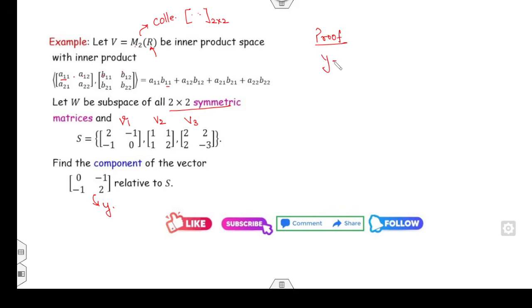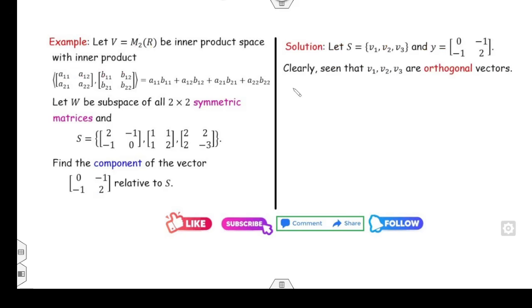Then your target is to write y as a linear combination of V1, V2 and V3, and your purpose is to find the values of c1, c2 and c3. Fine. But before that, you can only write these linear combinations if you prove that V1, V2, V3 are an orthogonal basis.